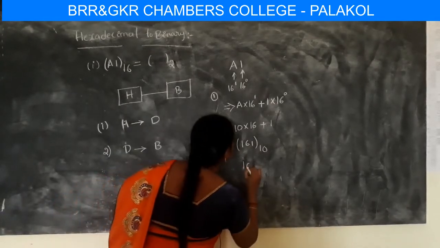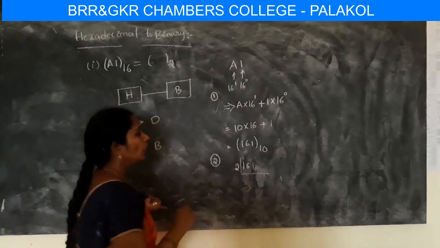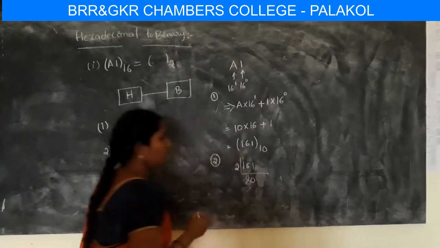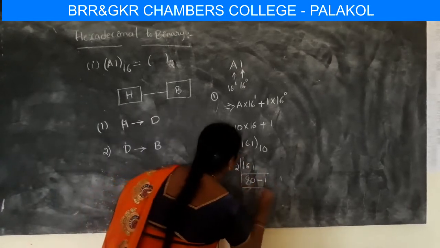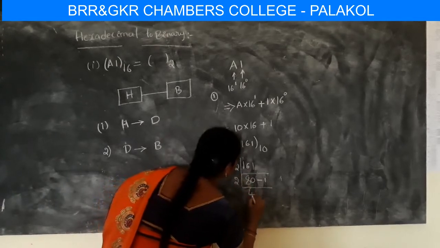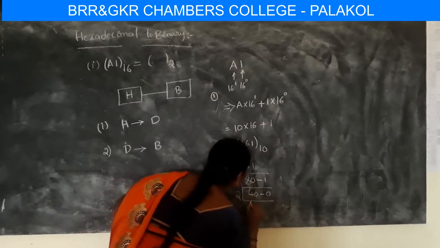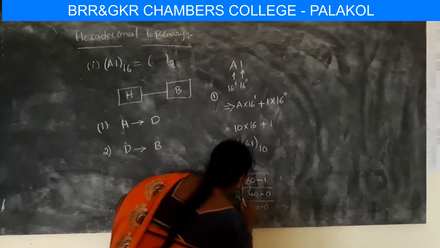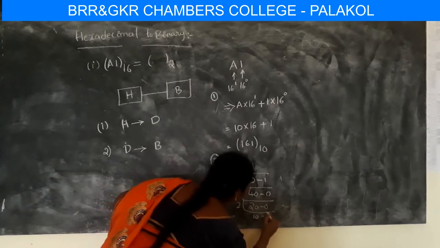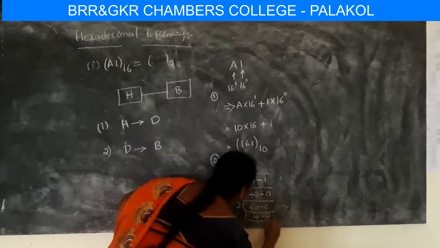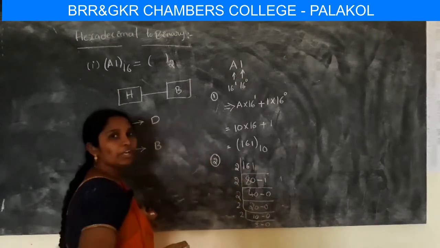So 161 divided by 2 is 80, since 80 twos are 160, so the remainder is 1. Again dividing by 2, that is 40, and the remainder is 0. Again dividing by 2, that is 20, the remainder is 0. Again dividing by 2, that is 10, the remainder is 0. Then dividing by 2, 5 twos are 10, and the remainder is 0.